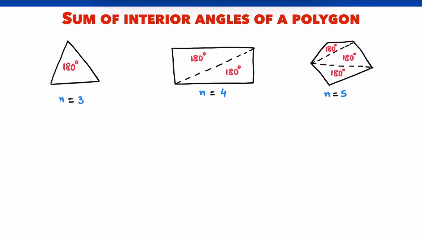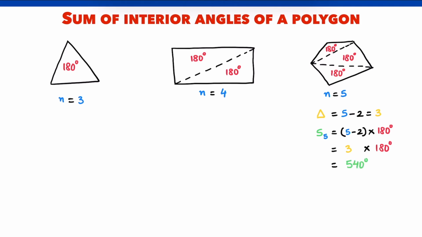Let's look again at this polygon with 5 sides. It has 3 triangles. The number of triangles is 5 sides minus 2, or 3. So, the sum of interior angles is (5 minus 2) times 180 degrees, or 540 degrees.